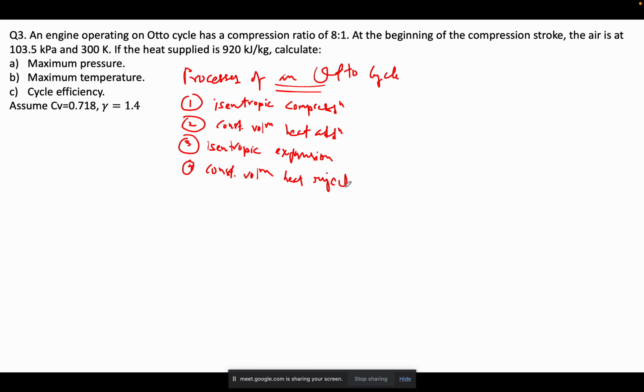Okay, so that means it is different from Brayton cycle in these two processes. In Brayton cycle, these two were constant pressure heat addition and constant pressure heat rejection. Now in Otto cycle, it is basically constant volume heat addition and constant volume heat rejection. Okay, so let us draw the TS diagram first.